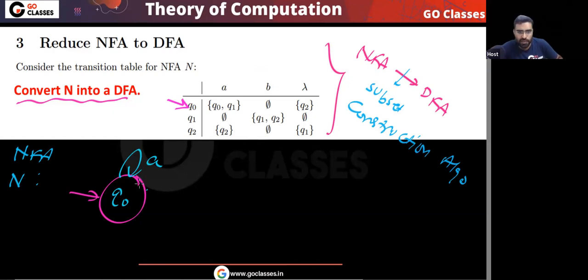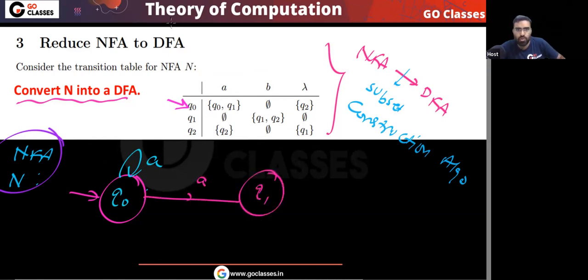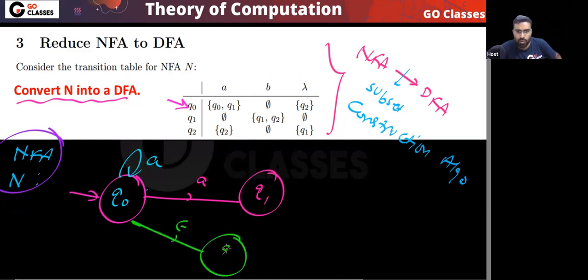First, tell me how to create the NFA. From the initial state Q0, on symbol A, where will you go? From state Q0 on symbol A, you will go to Q0 and also to Q1. On symbol B, nowhere. On a null move, there is a null move to Q2.